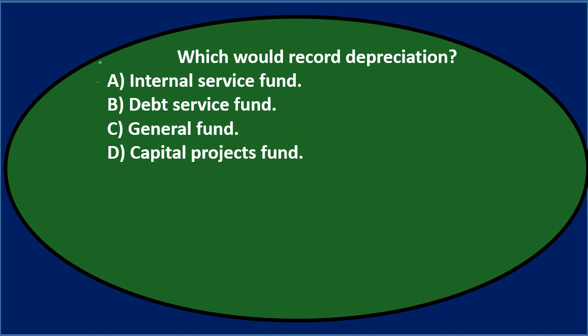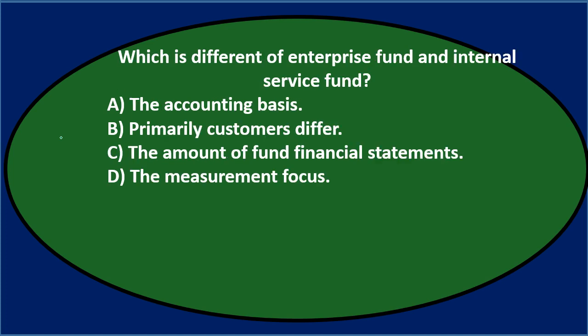B says debt service fund. That's a governmental type fund. Governmental type funds have a modified accrual basis. They don't record long-term assets like property, plant, and equipment in the same fashion, and therefore they won't have the related depreciation. Then we have the general fund, also a governmental fund, same scenario. And then the capital projects fund, also a governmental fund, the governmental funds being the largest category of funds, and therefore it being a modified accrual as well. So final answer A, which would record depreciation? A, the internal service fund.